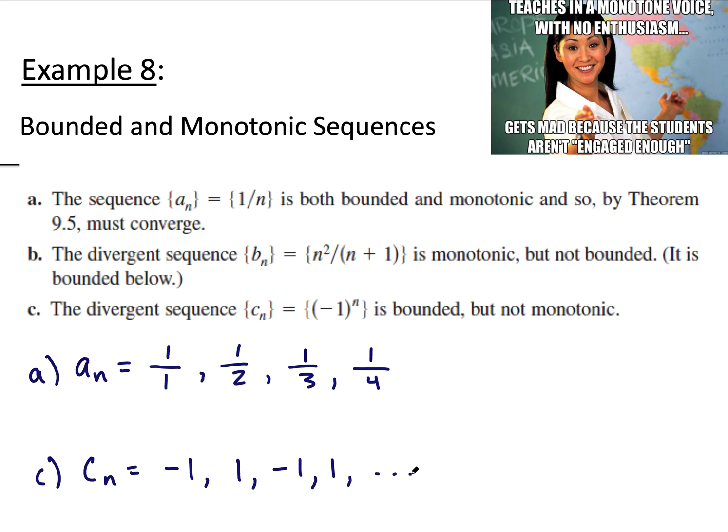So what you can say is that it's bounded, right? The highest it goes is 1. The lowest it goes is -1. But it's not monotonic because it's not non-decreasing or non-increasing, right? The first thing it does is increase, but then it decreases. So for that reason, it's not monotonic, and we can't say anything about its convergence.